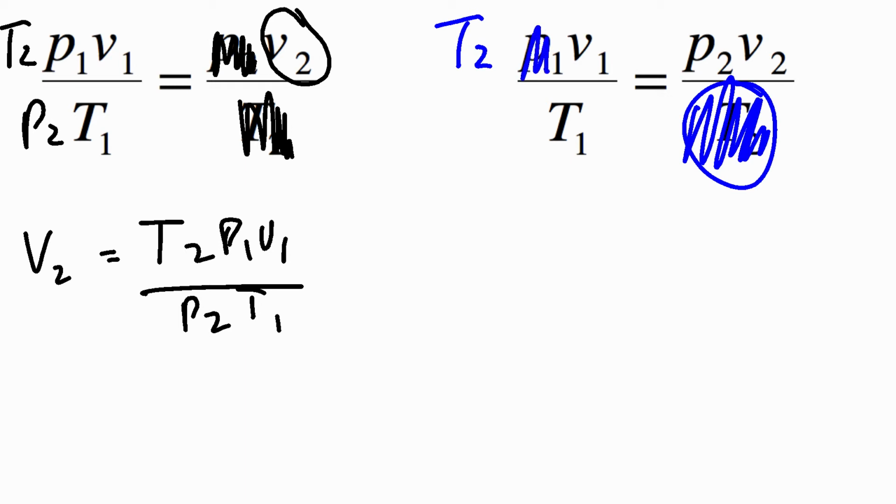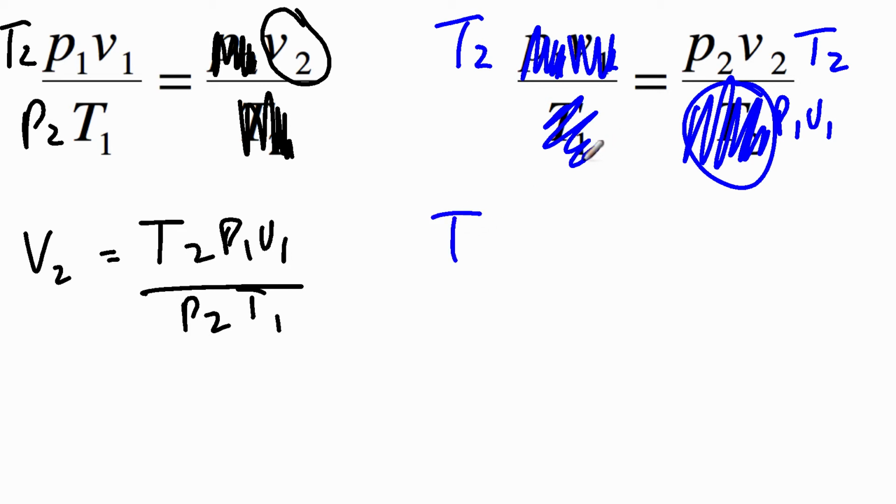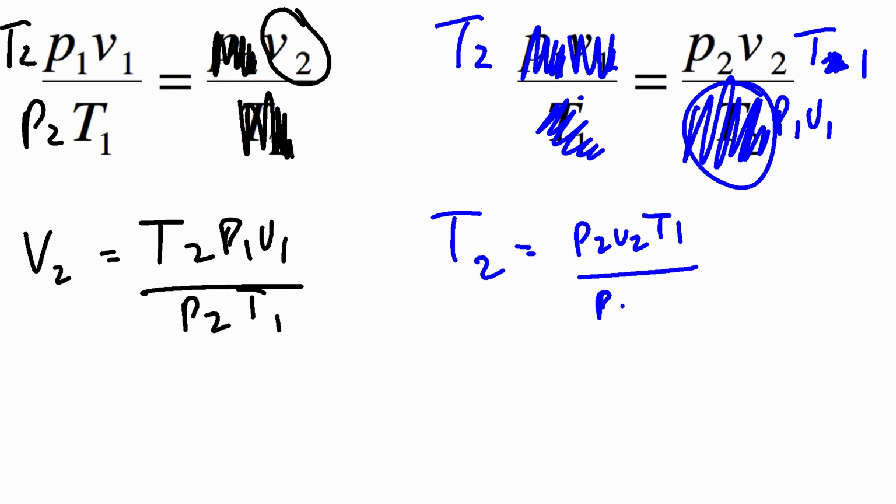So P1 moves from the top on that side to the bottom on that side. V1 moves from the top to the bottom. And T1 moves from the bottom to the top. So oh no, was that a T1? Should be a T1. So I just have to erase to make sure that's right. Yeah, it was T1. I did it right, I just wrote the wrong number over there. So T2 is equal to P2 V2 T1 over P1 V1. Okay, hopefully you're getting it.